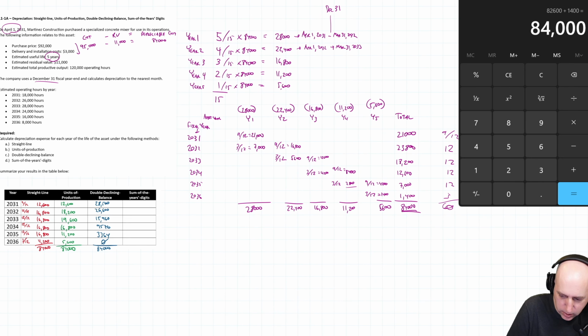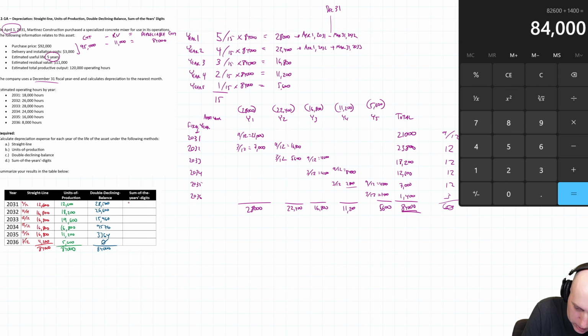Let me do it zoomed out here, and then I'll zoom in on the table and we'll discuss some of the year's digits. 21,000, 23,800, 18,200, 12,600, 7,000, and 1,400 for a total of 84,000.